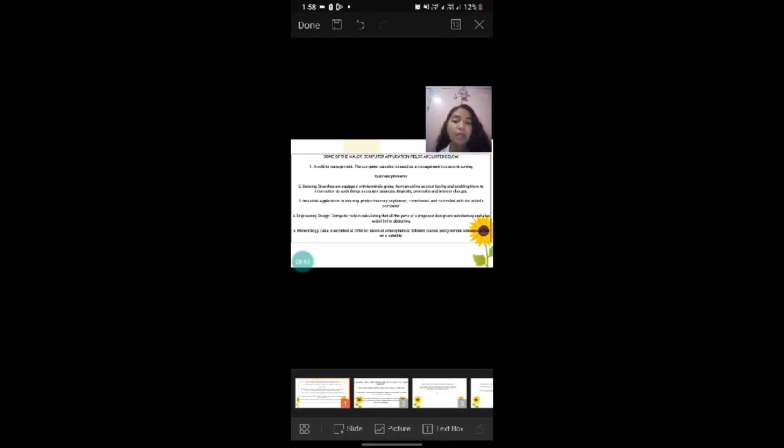Number two, banking. Bank branches are equipped with terminals giving them an online facility and enabling them to provide information such as the account balance, deposits, overdrafts, and interest charges. For example, banks use computers to store and process financial information. You can check your balance using the ATM or send your money through online banking.